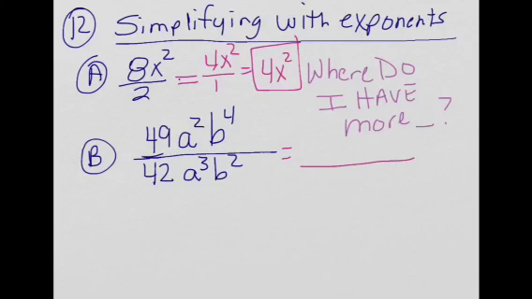Alright. Let's see, we're going to go ahead and simplify 49 and 42. 7 goes into 49 7 times. 7 goes into 42 6 times. Where do I have more a's? I have them on the bottom. I have to remember that this is a times a times a, and this is a times a. So I have more a's on the bottom. How many more do I have? I have 1. Where do I have more b's? I have them on the top. How many more b's do I have on the top? And I have 2. So my answer is 7b squared over 6a.